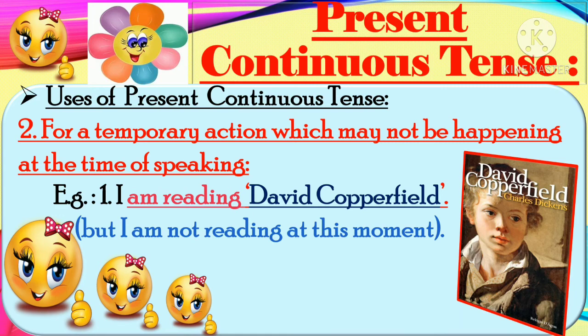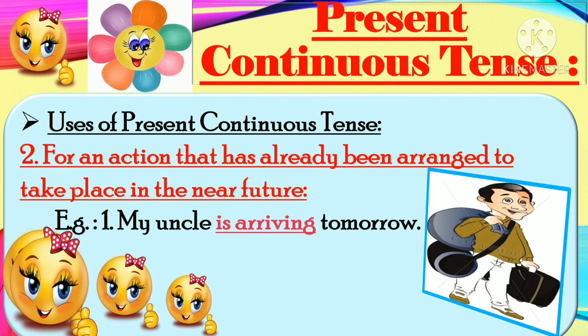So, remember this point. Present continuous tense is also used for an action that has already been arranged to take place in the near future. For example, my uncle is arriving tomorrow. So, uncle is going to arrive in the near future. You can express such sentences in present continuous. Let me give you another example. I am going to meet my grandparents tomorrow. So, the action of meeting my grandparents is in the near future, so I can express that sentence in the present continuous. I hope you understood this point.